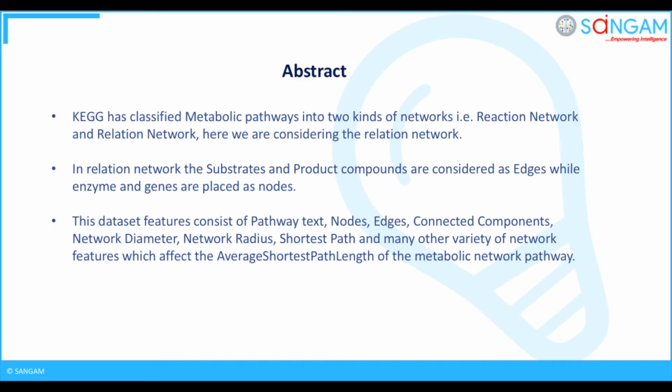I am working on a dataset to identify the average shortest path length of key metabolic relation network, and I am facing difficulty to proceed further. This seems to be a regression problem on average shortest path length.